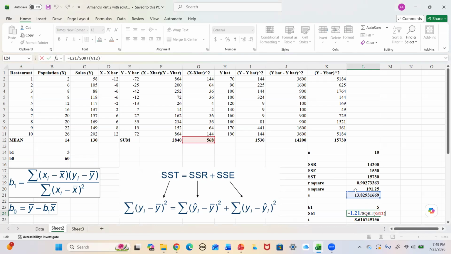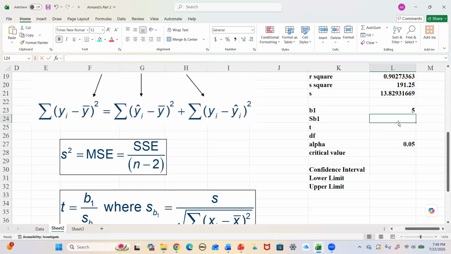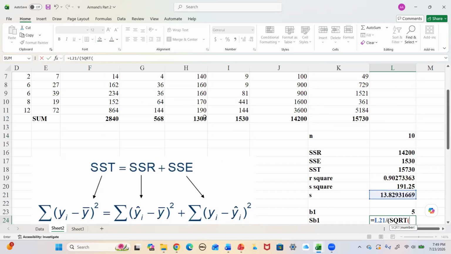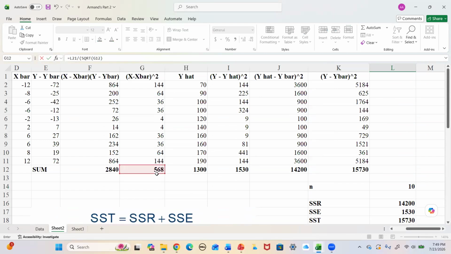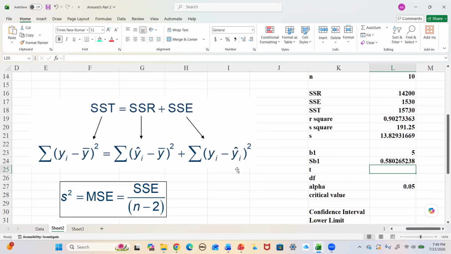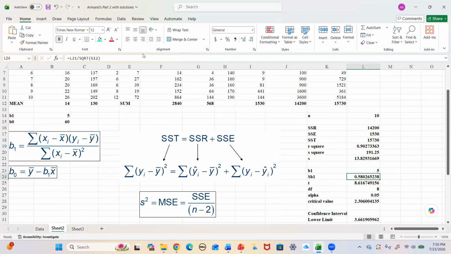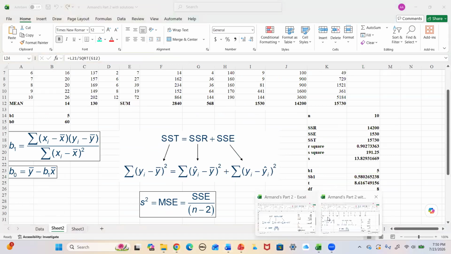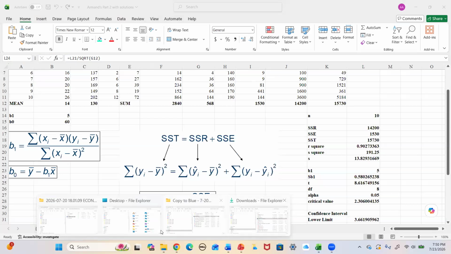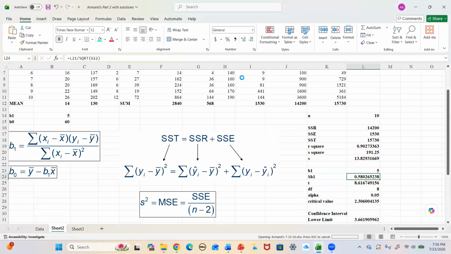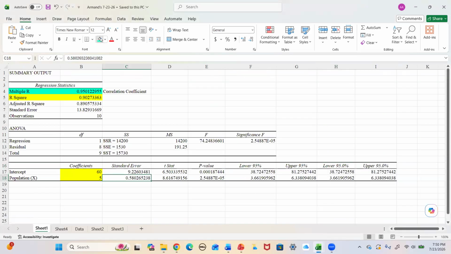It's S over the square root of, over here, X minus, oh, there it is. All right, L21 over the square root of G12. And you'll recognize that because if you come back over here, that's this number right here. Okay, the standard error of B1.